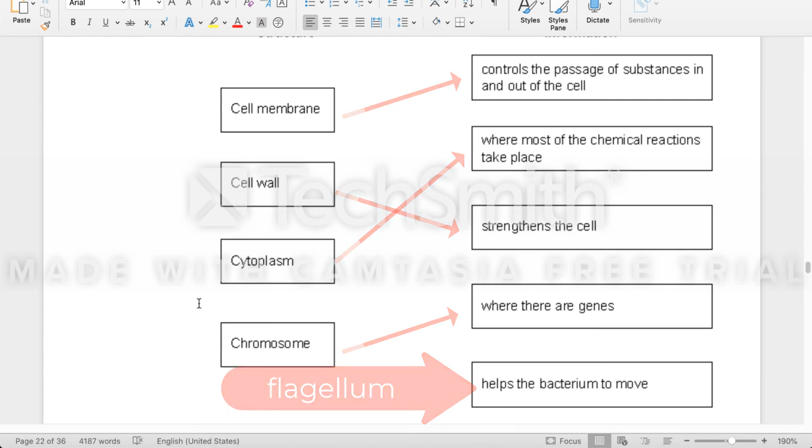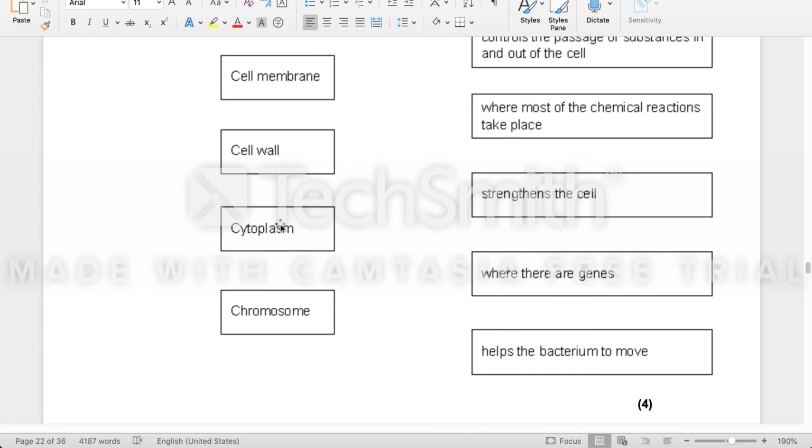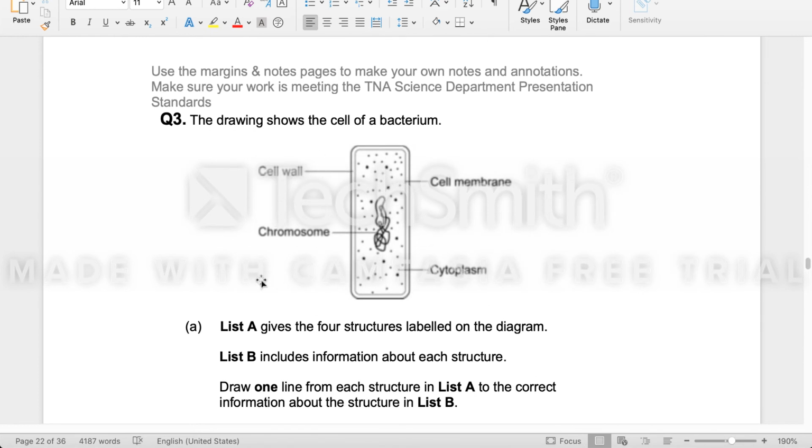We're going to keep moving along. And here's the last part. Give 2 differences between an animal cell and the cell of a bacterium. This one is hoping that you know exactly what an animal cell is and what a bacterial cell is. Let's start off by looking at this picture of a bacterial cell. The first thing that you would hopefully recognize is that this doesn't have a nucleus. It doesn't have that dot. So the first difference that you can put down is that the bacteria cell does not have a nucleus, whereas an animal cell does.